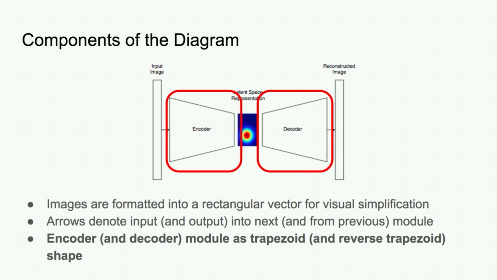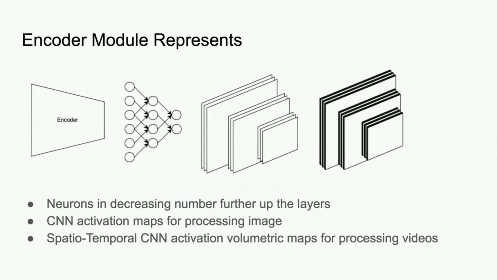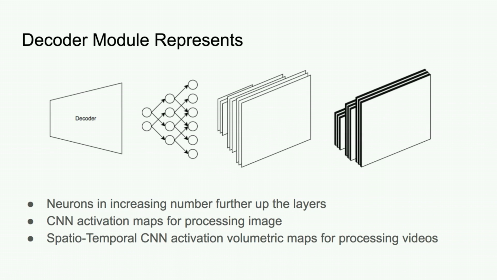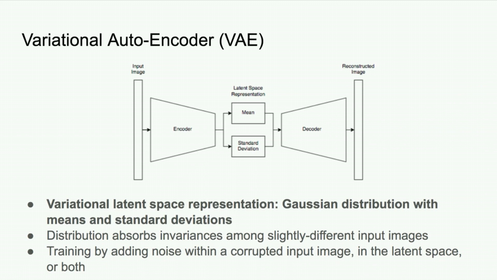It is comprised of an encoder, a middle bottleneck latent space representation, and a decoder. Note that the encoder trapezoid depicts a feature downsampling or compression subnetwork. The abstraction can represent a set of neuron layers with decreasing number of nodes, decreasing size stacks of CNN feature maps, or decreasing size spatiotemporal feature maps. Correspondingly, the decoder trapezoid is an upsampling or expansion network. Diving into the latent space, the variational representation is a multidimensional Gaussian distribution denoted by means and standard deviation.